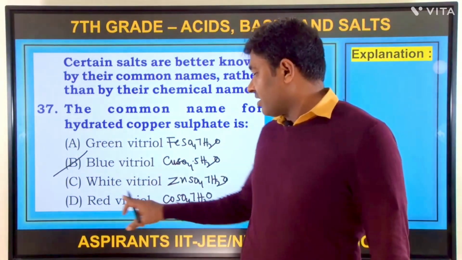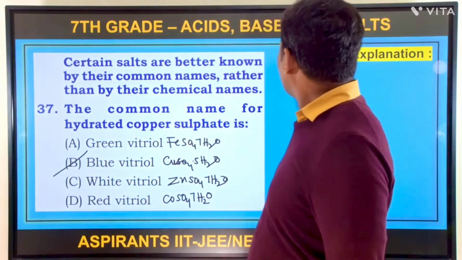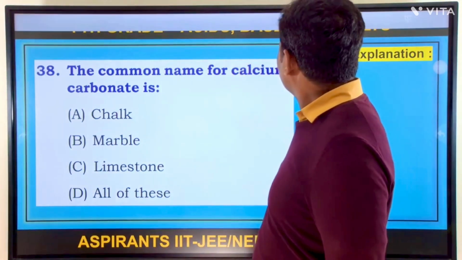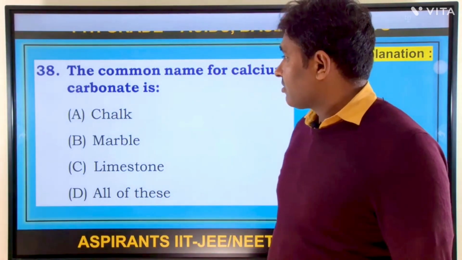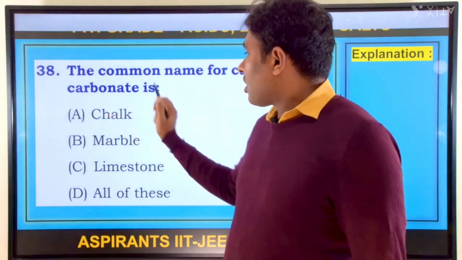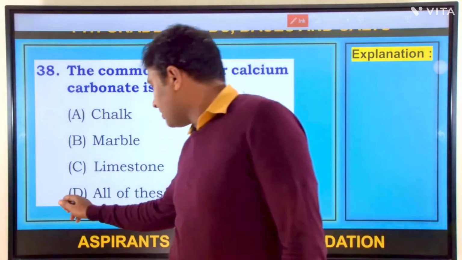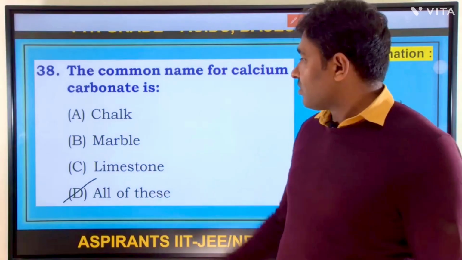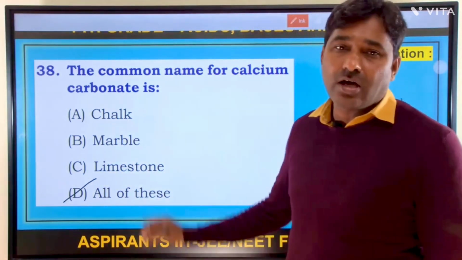Green in color, green vitriol. White in color, white vitriol. Red in color, red vitriol. Okay. Now we go to the next question. The common name for calcium carbonate is chalk, marble, limestone, all of this. All of this. Chalk, marble, limestone are all common names for calcium carbonate.